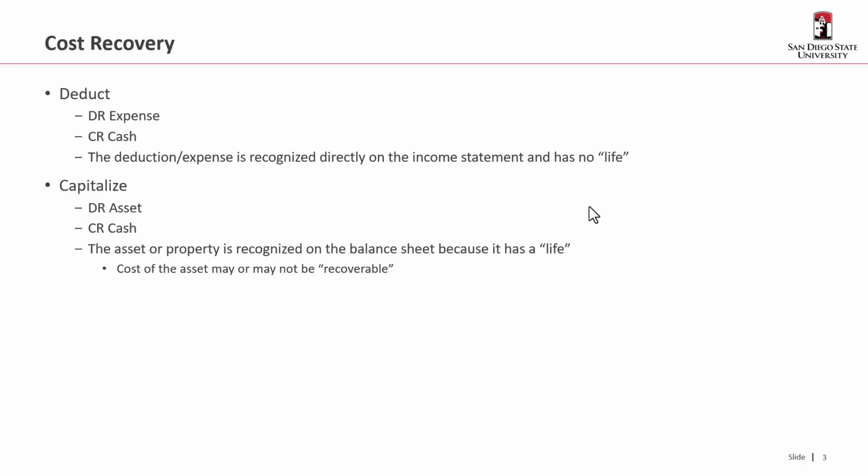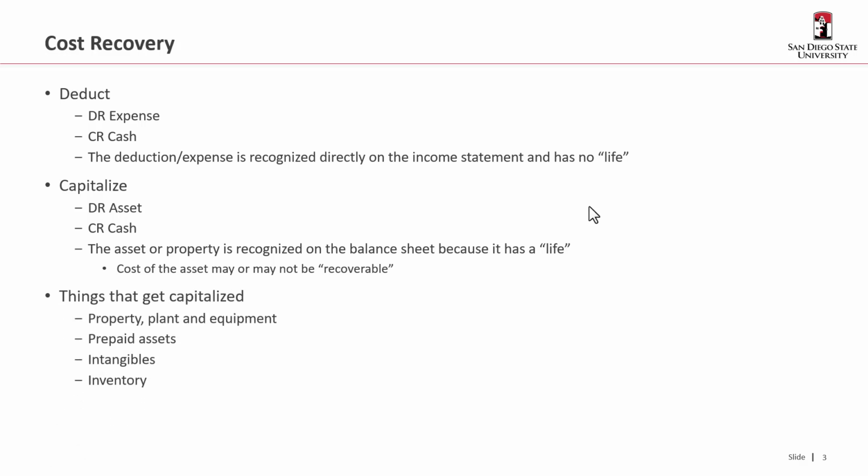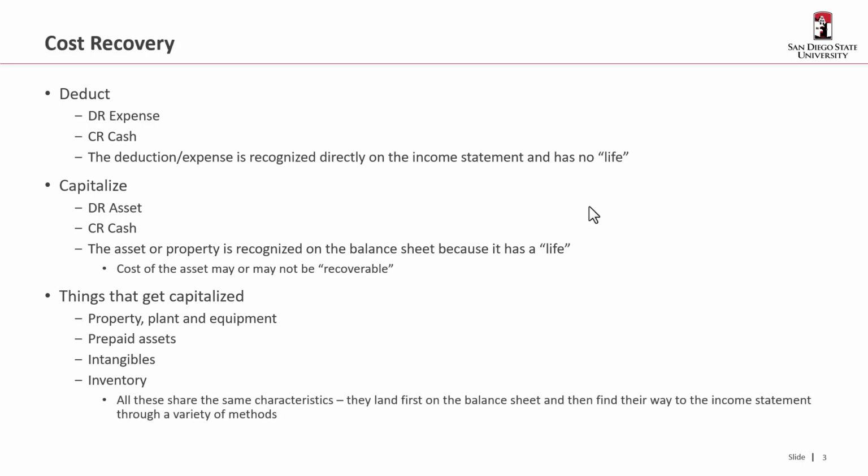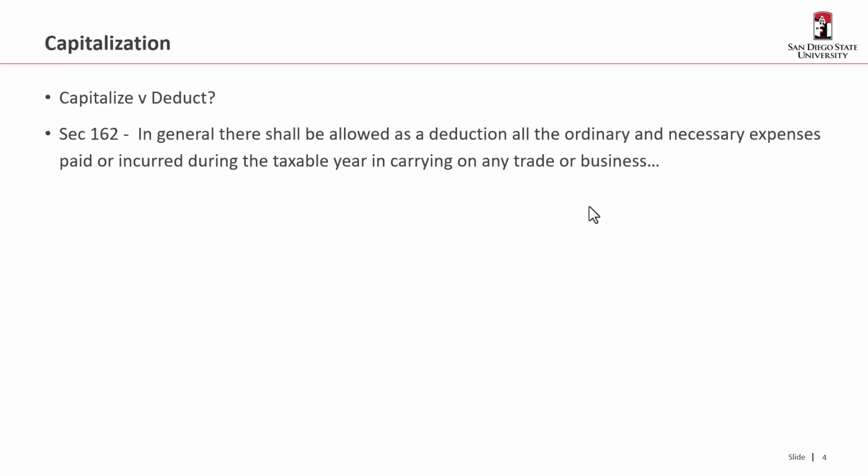And this doesn't just go for plant, property, and equipment. Inventory works the same way, right? I purchase inventory. Where does it go? It goes on my balance sheet until such time as I sell it. So how do you recover the cost of inventory? Well, you do it by selling it. So lots of things get capitalized. We've really talked about those, but the common thread is they land on the balance sheet first and then find their way to the income statement.